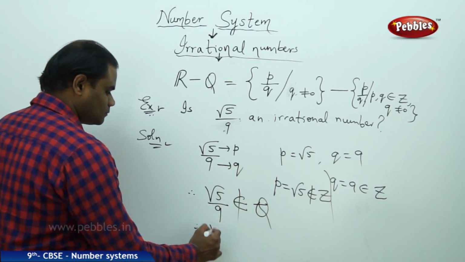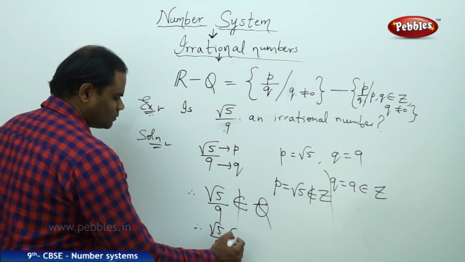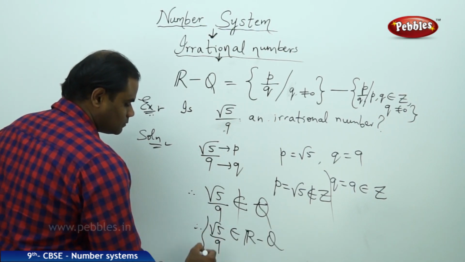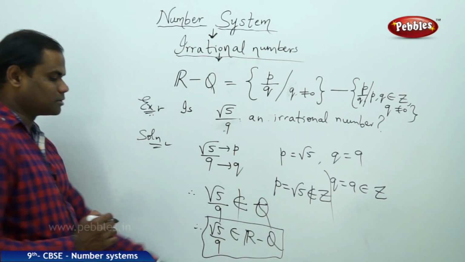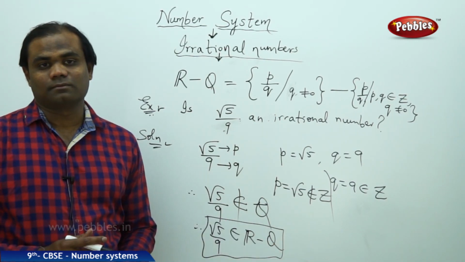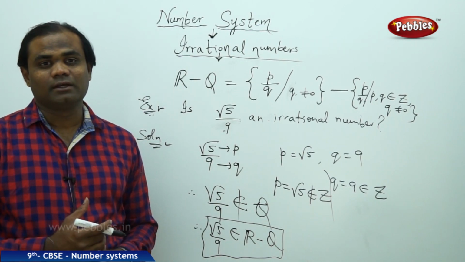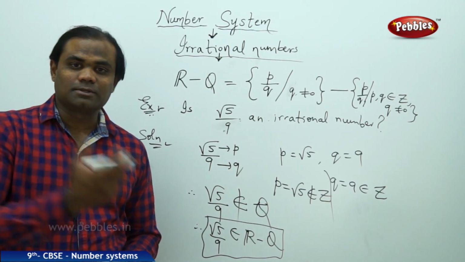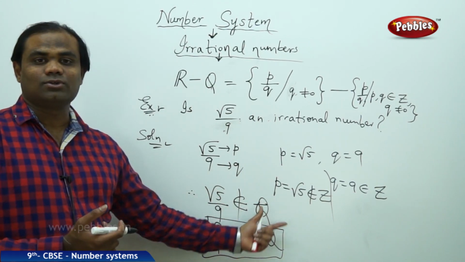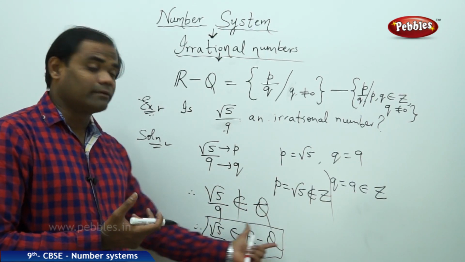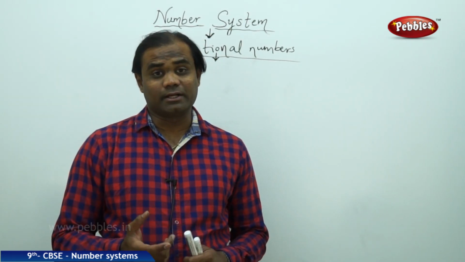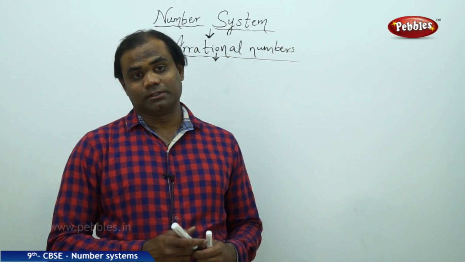Therefore, root 5 over 9 is an irrational number, denoted by all real numbers except Q, R minus Q. That is how we justify an irrational number through the concept of Q. Here, this is not a rational number, so obviously it must be an irrational number. Now let's take more examples to understand the irrational number better.